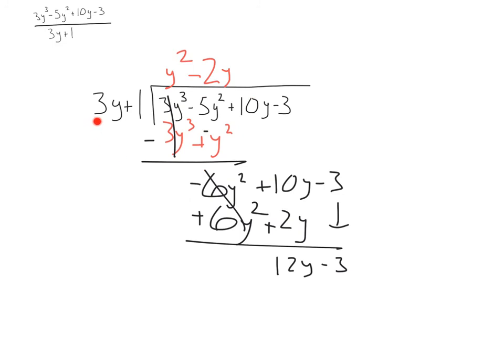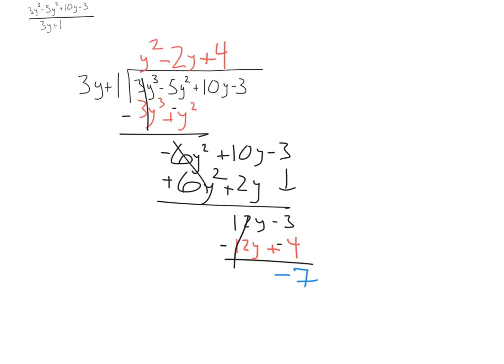Okay, 3y times 4 is 12y, so that's going to be plus 4. If I distribute that out, 4 times 3y, I get 12y. And then we have 4 times 1, that's going to be plus 4. Again, I'm subtracting everything, so I'm going to change those signs. That cancels. Negative 3 minus 4 is negative 7. Okay, now, a little bit quicker, which is great, but now we've got this minus 7.